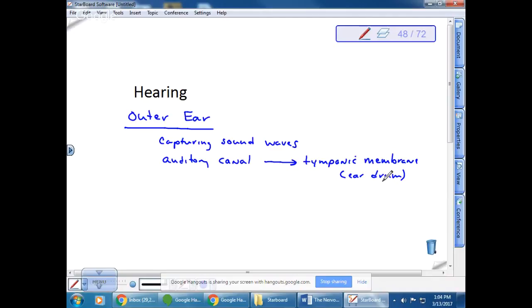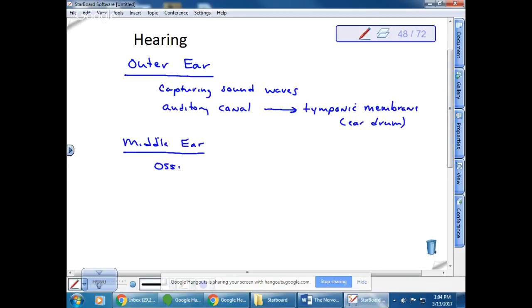Then we go to the middle ear. And this is where we have ossicles. Okay, and there are three of them. They are called the stapes, the malleus, and the incus. You might have heard of these before. This is the hammer, the anvil, and the stirrup, but you need to know stapes, malleus, and incus, okay? Those are ossicles. Those are tiny little bones in your ears, and they actually have little synovial membranes, so they have joints just like our arms do, and they vibrate in response to this.